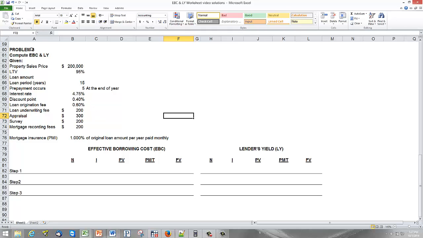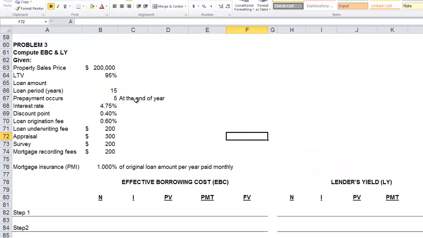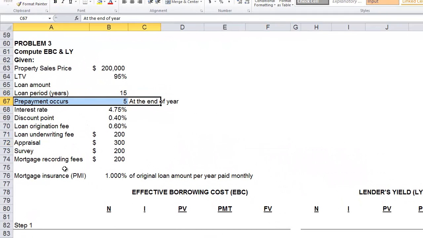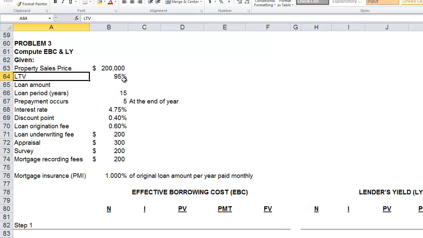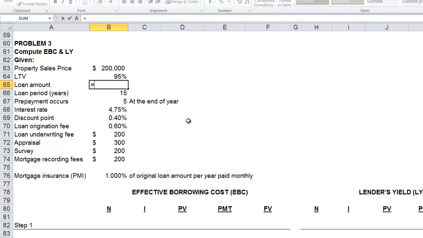Okay. So now let's move on to problem number 3. This is quite an involved problem because it has both a prepayment as well as PMI. PMI is private mortgage insurance, and lenders typically require you to pay this when your loan to value exceeds 80%. In this case, we have 95% loan to value, implying that we only put 5% down. So our loan amount is going to be 200,000 times the 95%, right?